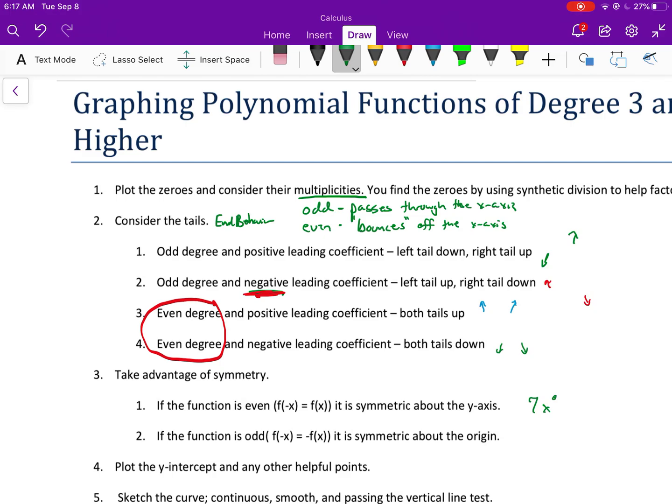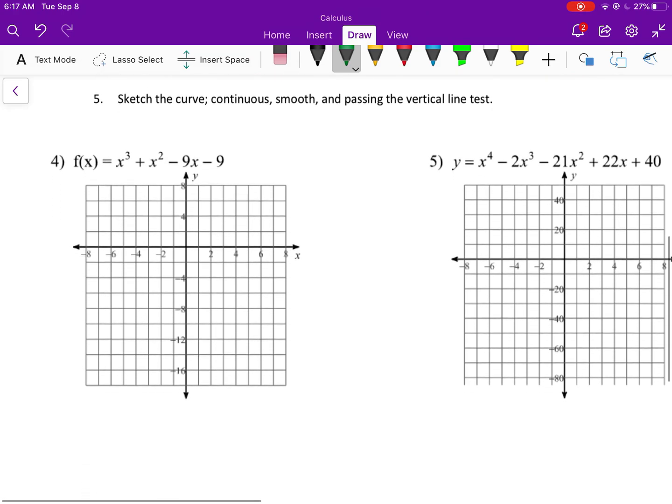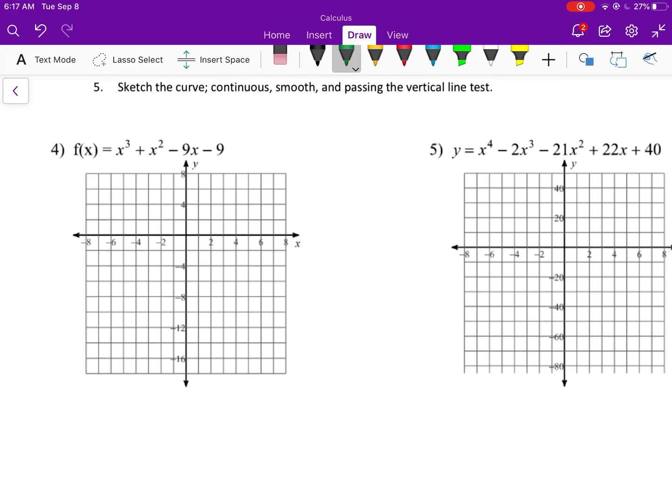Plot some other helpful points, including the y-intercept, and then you can sketch the curve. Make sure it's continuous, smooth, and passes the vertical line test. So that's what we think through when we graph polynomial functions. So let's take a look at a couple. So here's our first one.